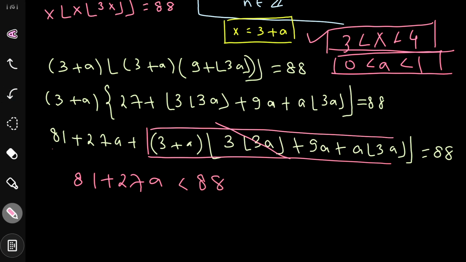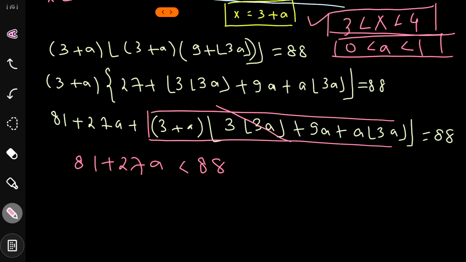Let me explain this again. This and this term were getting added in order to give us 88. If I just remove this term, what we can conclude is that this term has to be smaller than 88 because some part is still left to add over here. Now if this thing is smaller than 88, we can say that 27 times a is going to be smaller than 7. This means a has to be smaller than 7 upon 27.